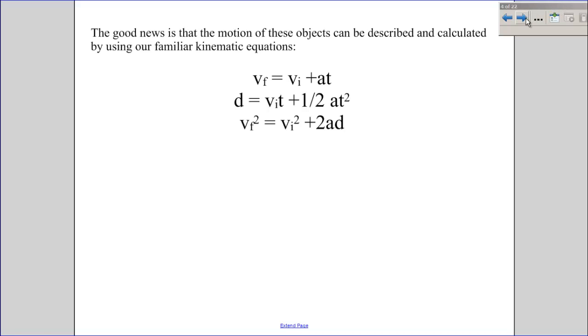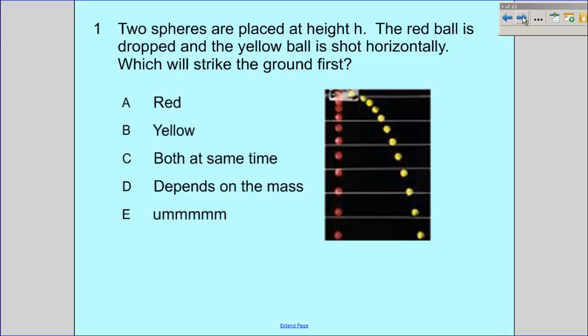The good news about projectile motion is that the kinematic equations, the same ones we use for one-dimensional motion, we're going to use in two dimensions. And you may recall we set up a grid to do this. We keep the x and y separate, but we use the same equations that we've learned before.